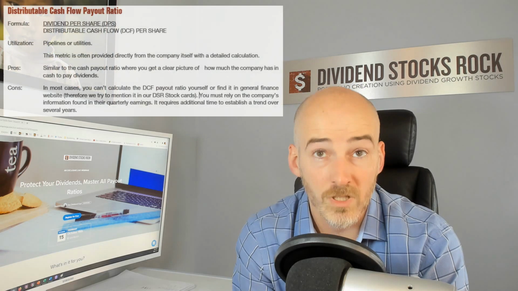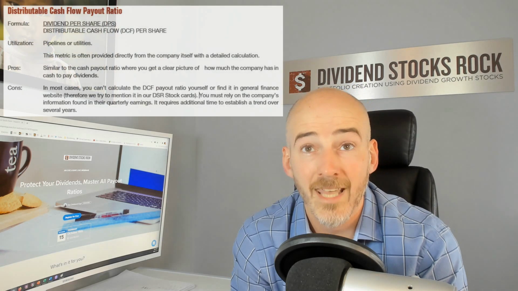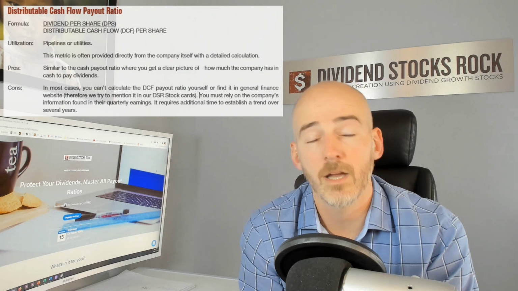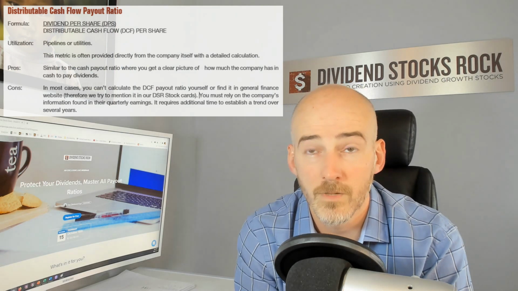It gets a little bit more complicated when you get, let's say, pipelines or some utilities that are capital intensive and earnings are not going to work very well. And as I mentioned, cash payout ratio may be out of bounds because they have huge capex. In those cases, the company itself will likely use the distributable cash flow payout ratio. So it's the dividend per share divided by the distributable cash flow per share.